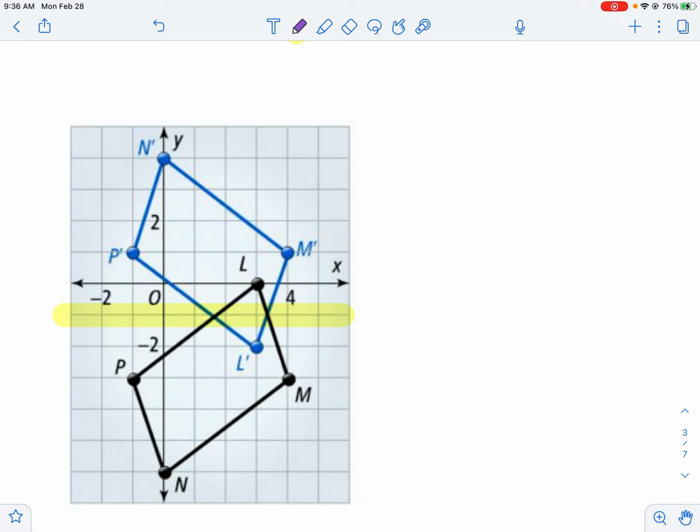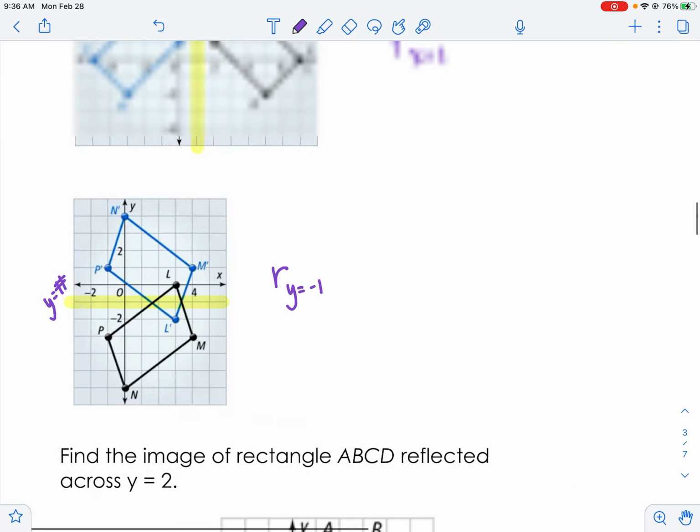Now, this is a horizontal line. Horizontal lines are y equals a number. So if it's y equals a number, I'm going to go to the y-axis. I see that it crosses where y is -1. So to map it, I'm going to do a lowercase r, and it flips or reflects over y equals -1. And that's how we map a reflection.